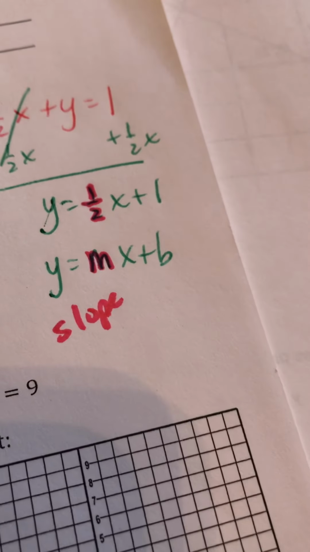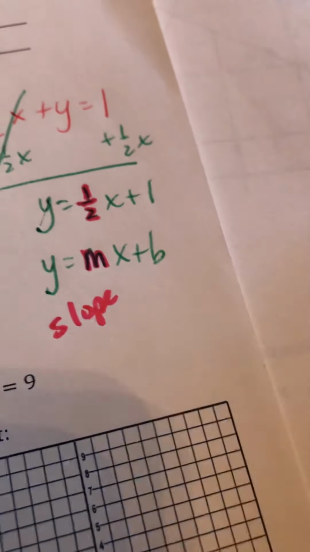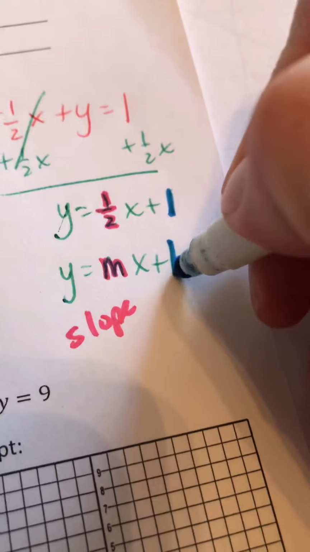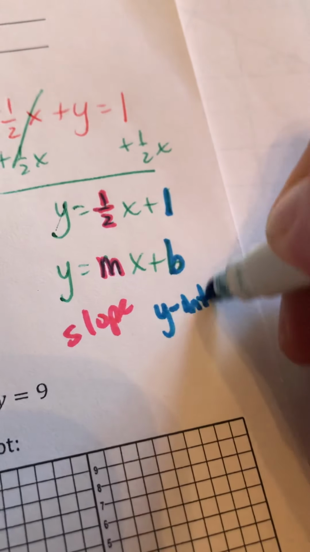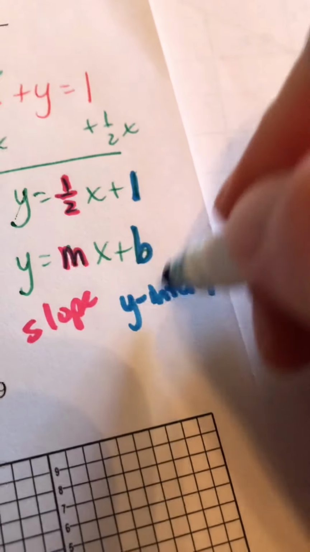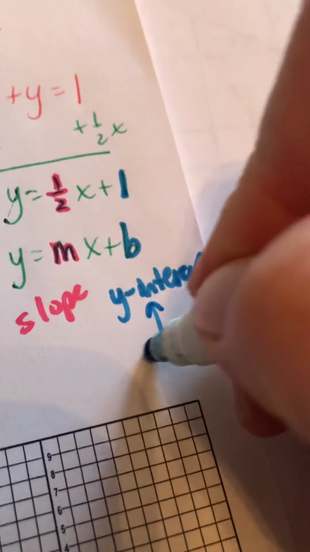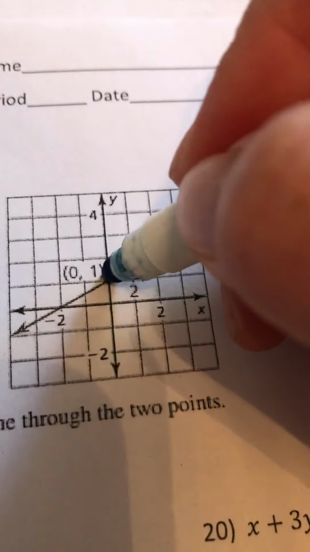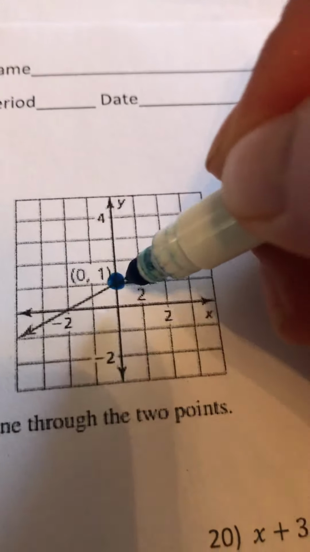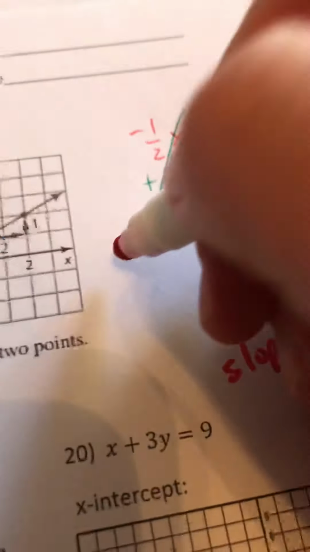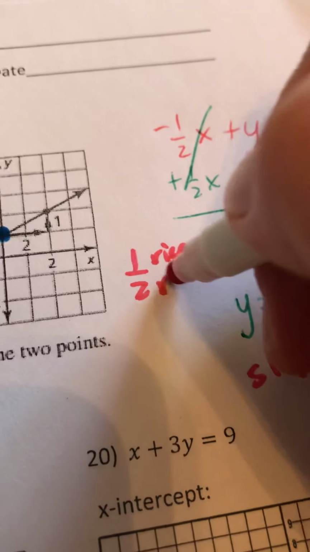And then let me get a different color. Whatever's at the end, the constant, that's b, and that's the y-intercept. Again, really weird, but here's what it is. We want to start here. Okay, start at the y-intercept. So on my graph, on my y-axis, you can see they start at 0, 1. That's the y-intercept. And then I have always taught 1/2 to be rise over run.